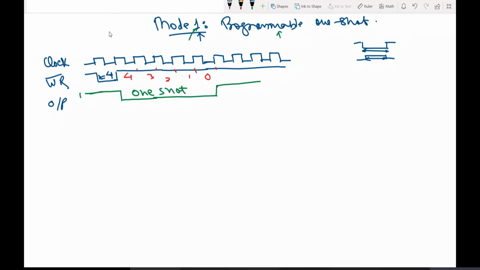Now, why do we call this thing programmable? Because the length of the shot depends on the value of count, and the value of count can be programmed. We can change this value. We can have any kind of number. Okay, so this particular thing is called shot. Now, what will happen to the gate if there is a change in the gate? So this particular thing is very important. You can mark it like a star.